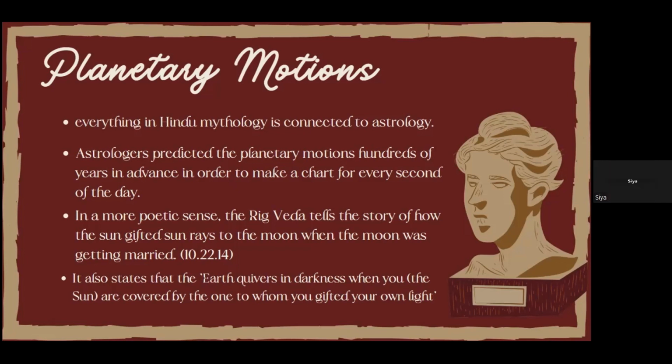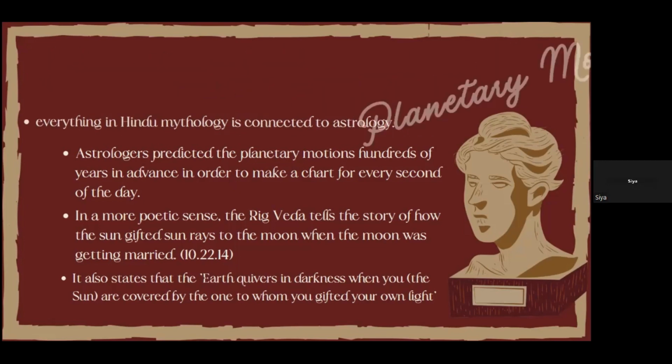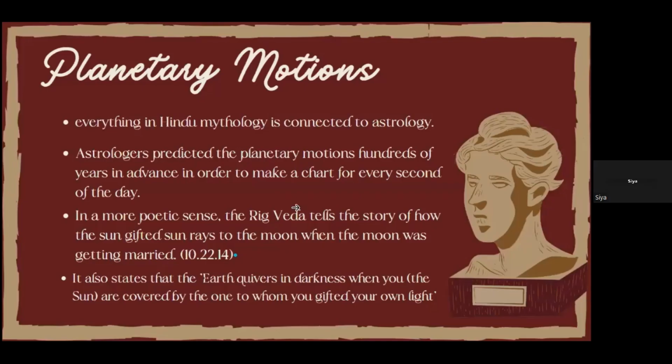Okay, so moving on. Astrologers had to predict a lot of things. Whenever a person was born, there are people who are born every second. So they came up with charts for the planets' positions in every second of every day, in order to predict people's lives. Also, there's a story in the Rig Veda that tells us about how the sun gifted its sun rays to the moon when the moon was getting married.